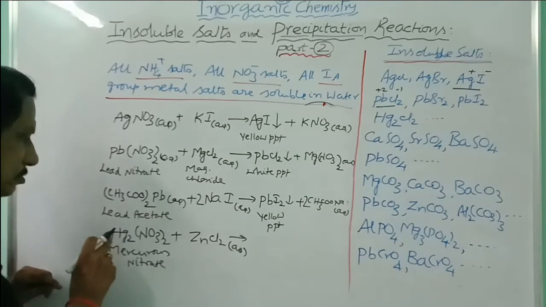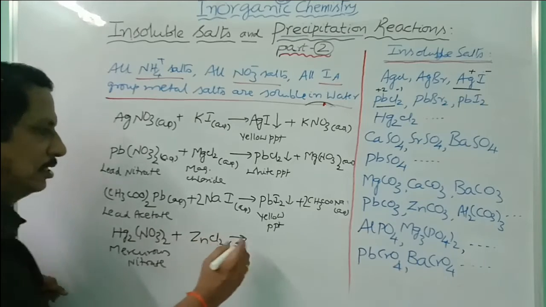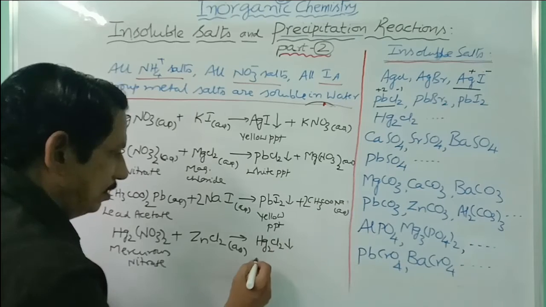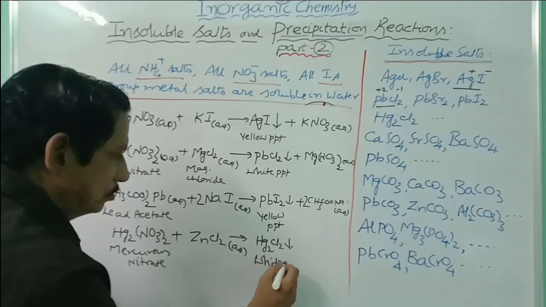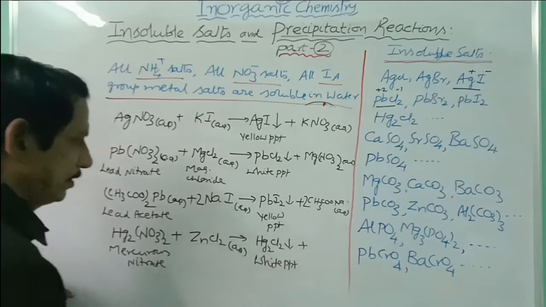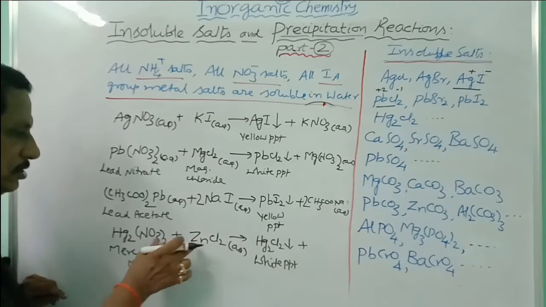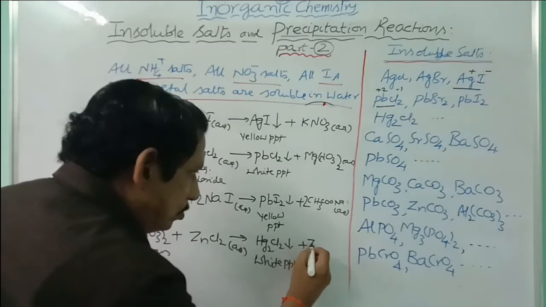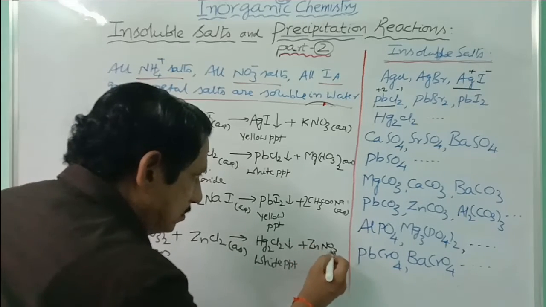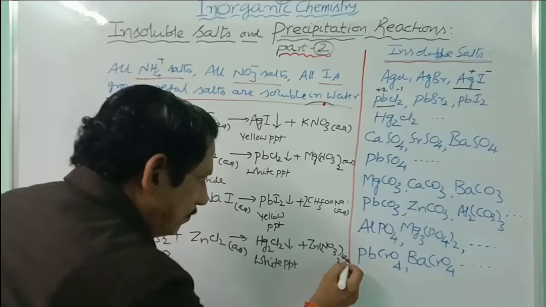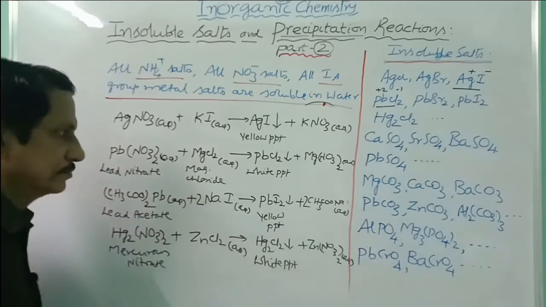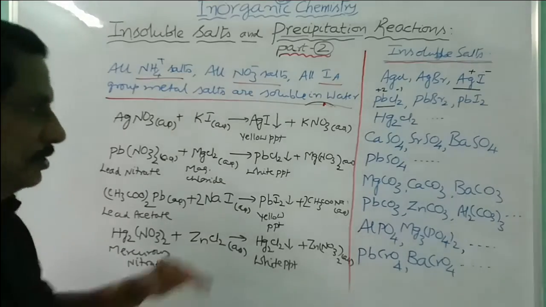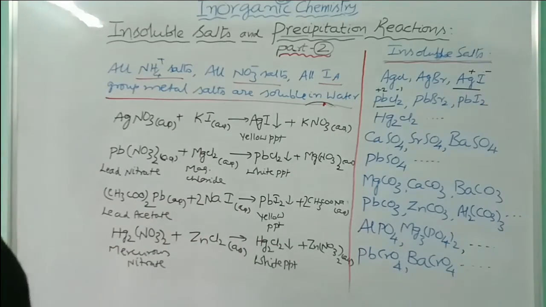Then what happens? Mercurous ion combines with chloride ion, giving you mercurous chloride, Hg2Cl2. This is mercurous chloride, which is a white precipitate, plus zinc nitrate. It will be converted into zinc nitrate salt. All the nitrate salts are soluble, so you will get zinc nitrate in the form of aqua. Let us write some more equations. Please note it.